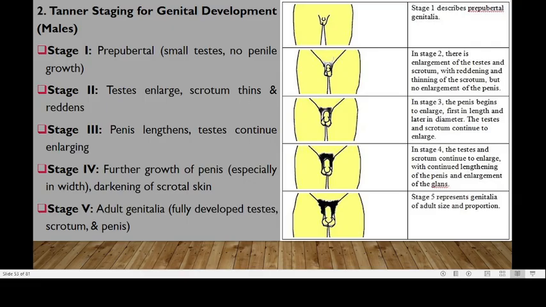Then we have stage 3 now, where the penis begins to enlarge in length and later in diameter. The testes and scrotum continue to enlarge. Stage 4, we have further growth of the penis, especially in the width, while darkening the scrotal skin. Then stage 5, we have now the adult type, fully developed testes, scrotum, and penis.